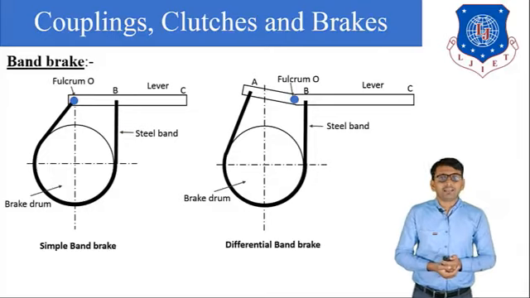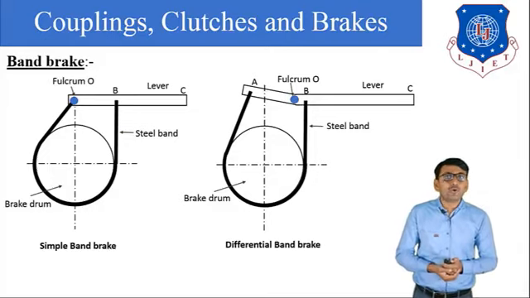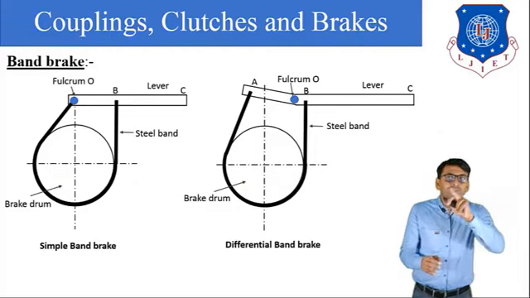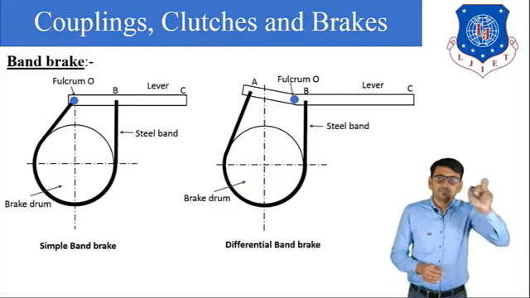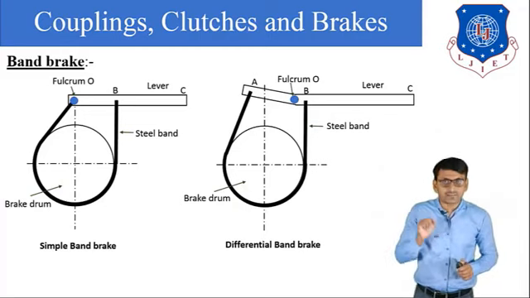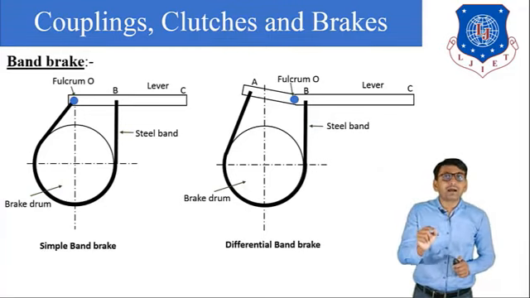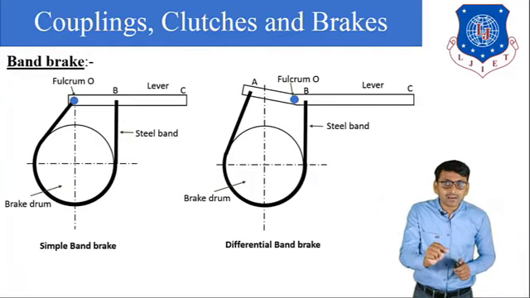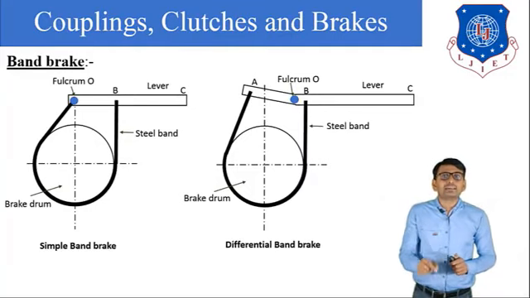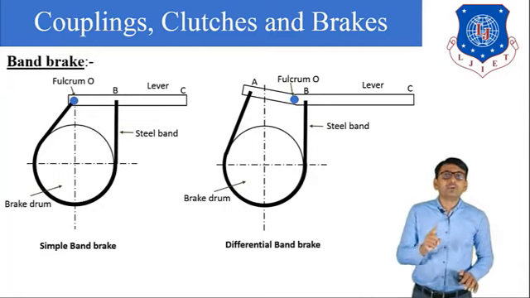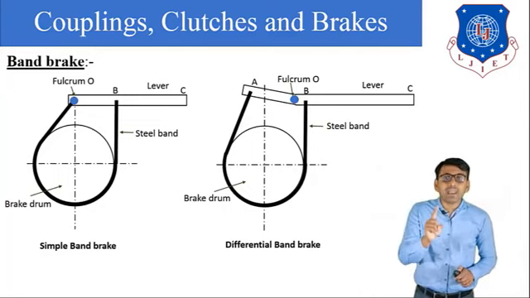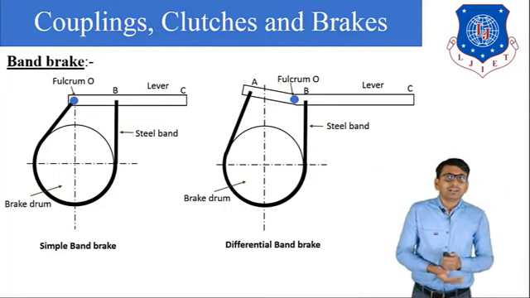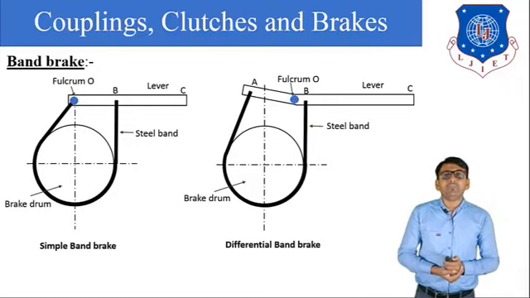Now, in normal working condition, there is no contact between wheel and band, so the wheel continuously rotates because there is no contact. But when the brake is applied, force acts on the lever, so there is contact between band and wheel, and the rotation of the wheel stops due to friction between band and wheel. So this is about the band brake.